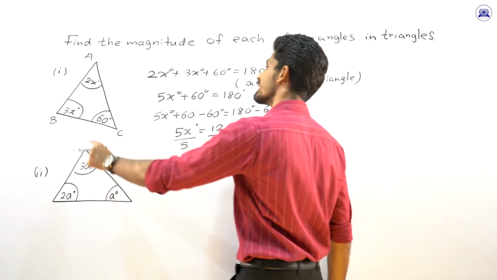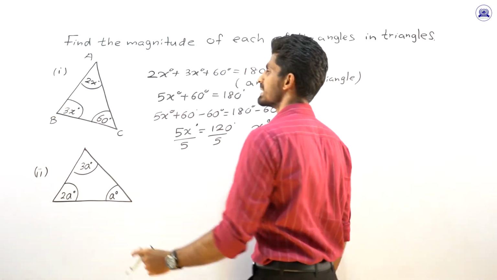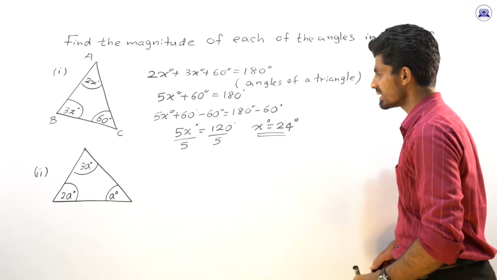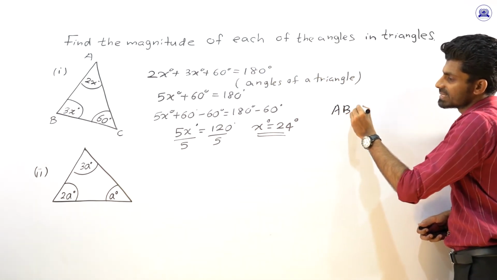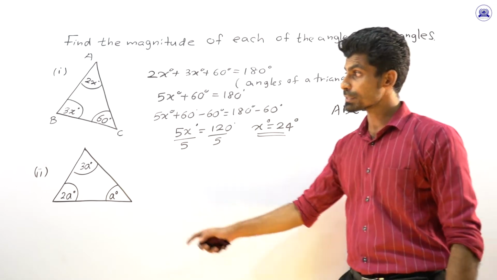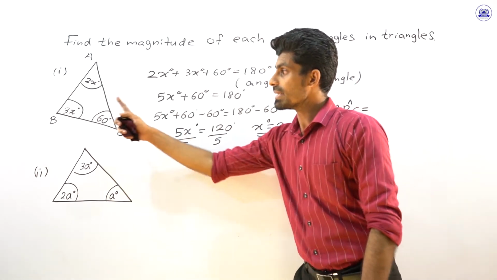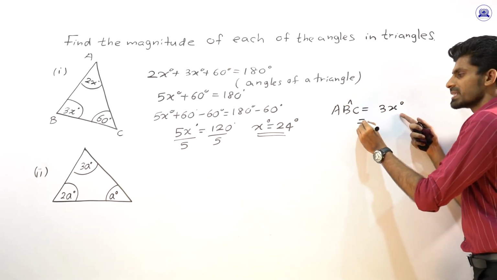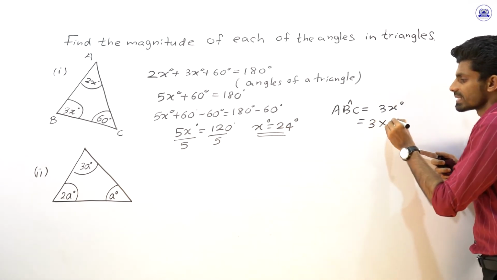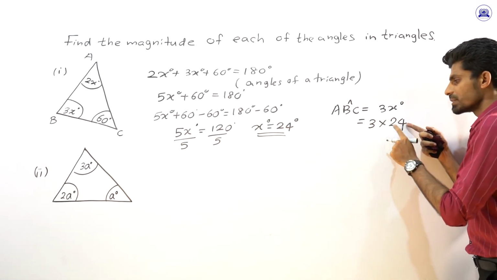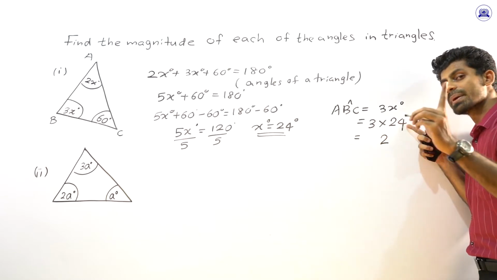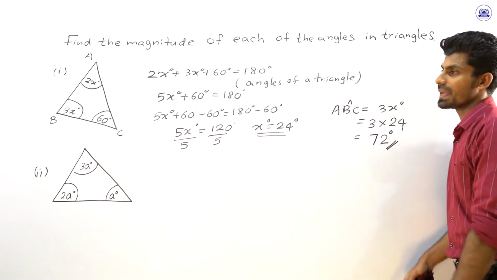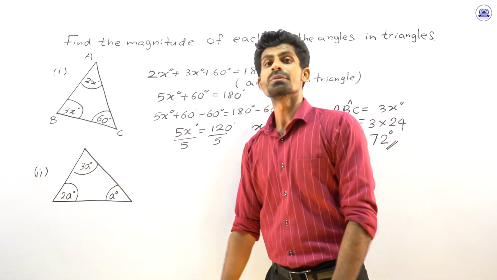Now look at the angles. Now you need to write down the angles here. Let's see ABC. Angle ABC equals 3x. 3x means 3 into 24. 3 into 4 is 12. Remaining one, 3 into 2 is 6 plus 1, 72. So angle ABC equals 72.